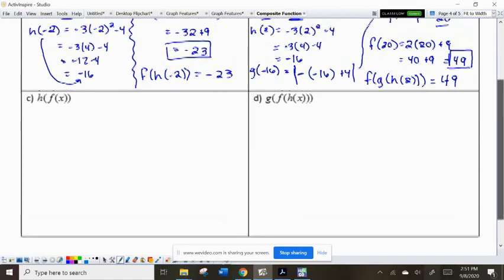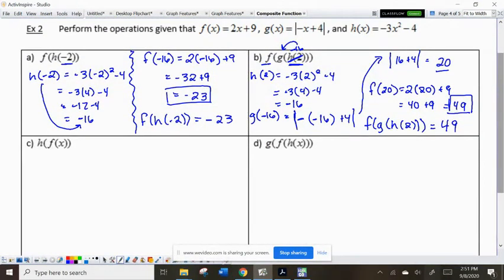All right, so a little extra practice without the numbers. In C, we're going to plug f into h. This might also be written h of f of x. So circle or parentheses asking us to do the same thing. That means we are going to plug all of f of x into h. So we could write that as h of 2x plus 9. Go to the h function, and everywhere we see an x, use parentheses and replace that with f.